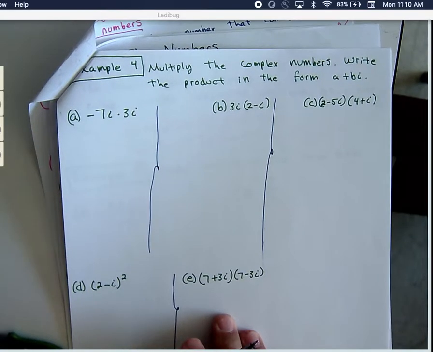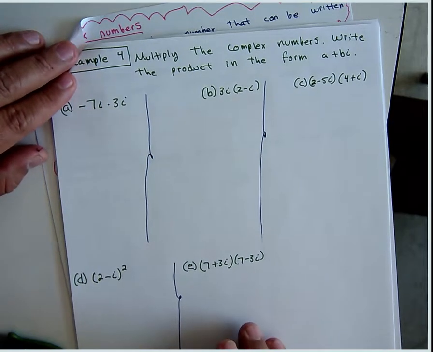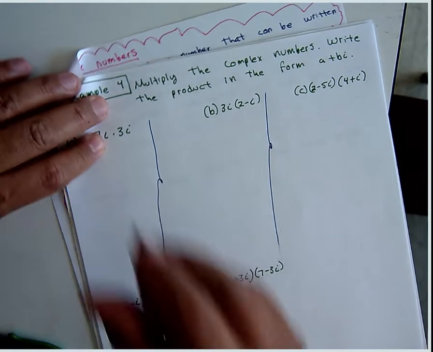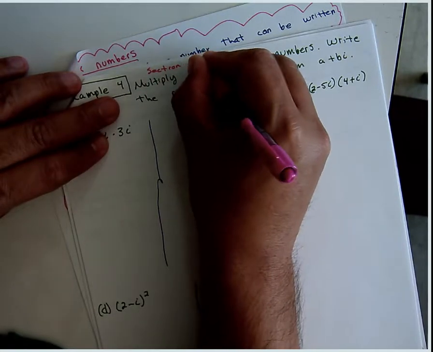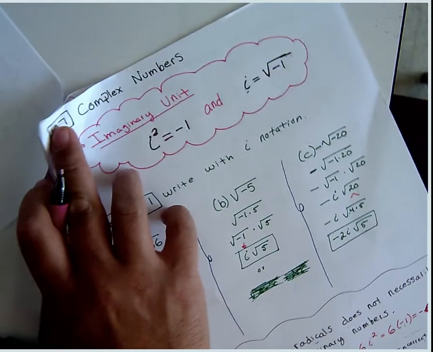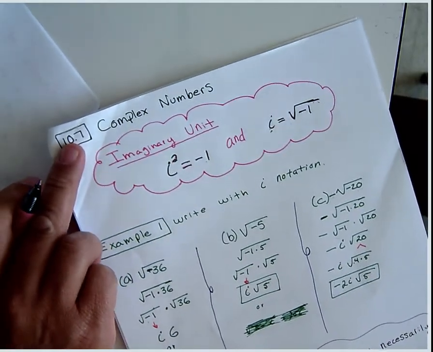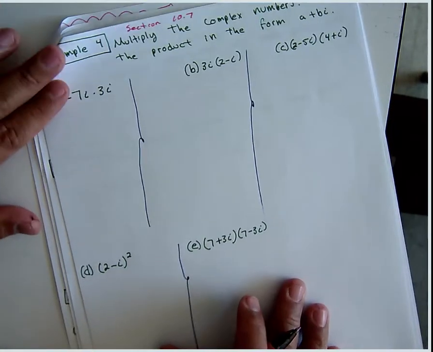Okay guys, so now example 4 on section 10.7. Section 10.7 again, complex numbers, 10.7, example 4 now.